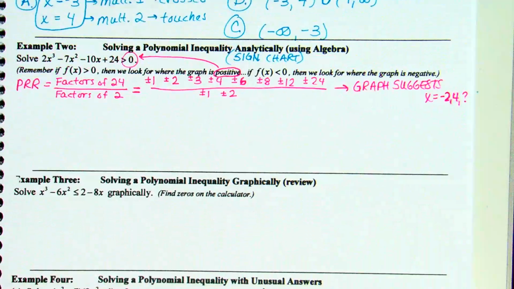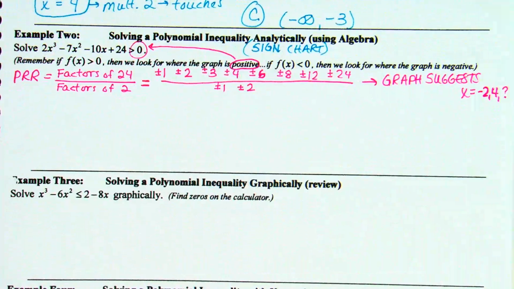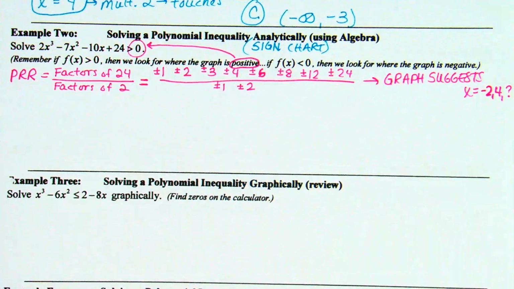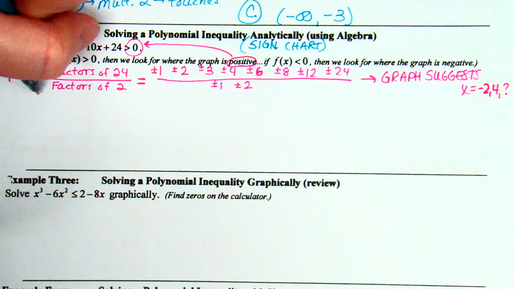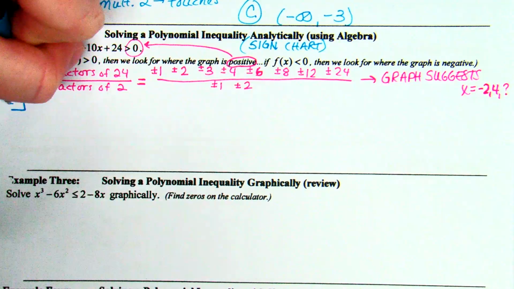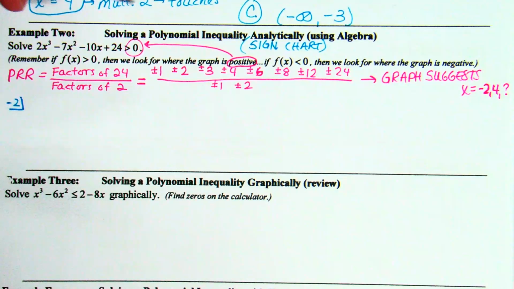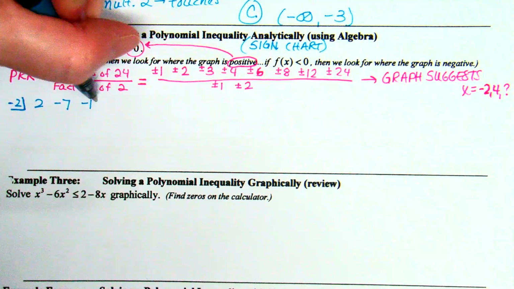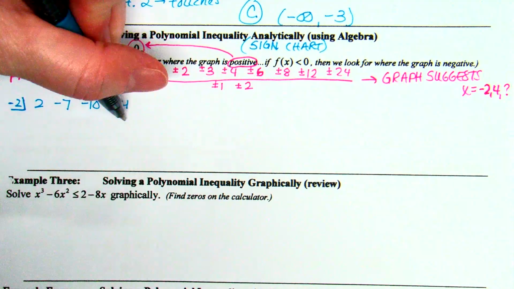After we get our graph suggestions, we use the division. Your classmates are supposed to help you out on that one. Okay, synthetic division. I would start with either -2 or 4. So if I start with -2, your list of numbers beside it, right? 2, -7, -10, 24. And the idea is we're factoring this as we go.